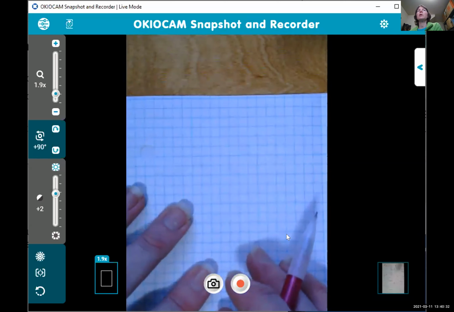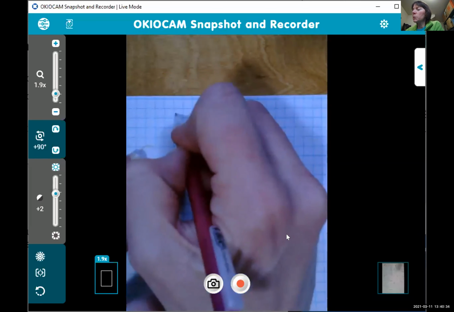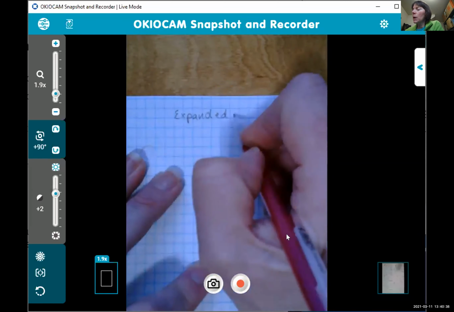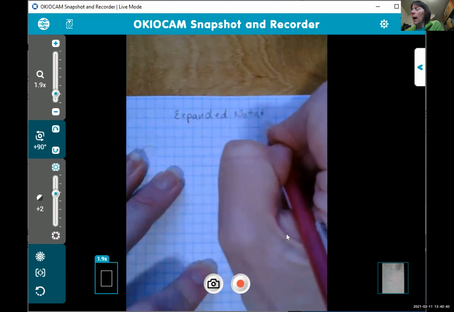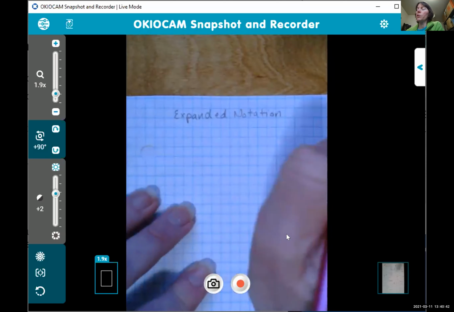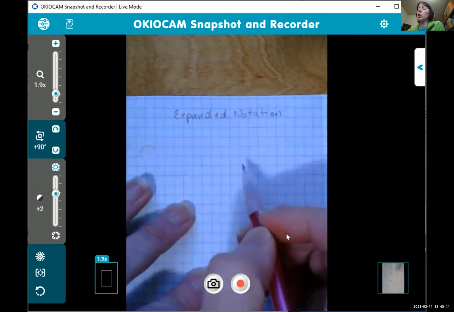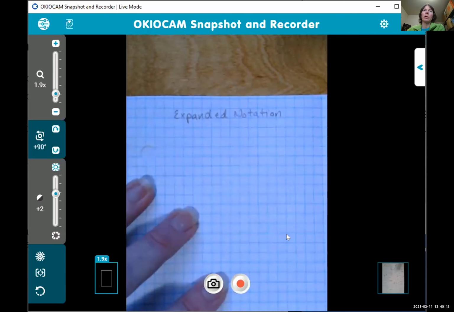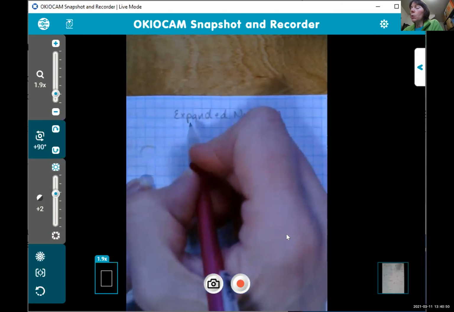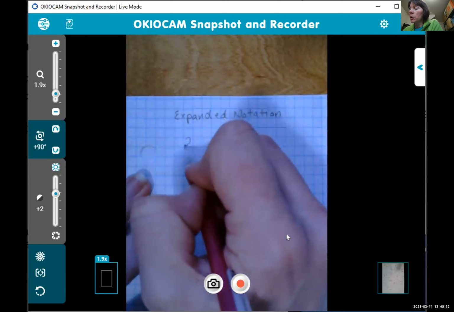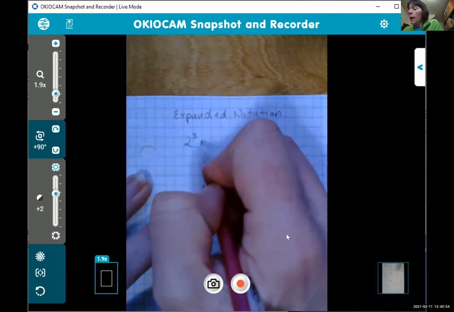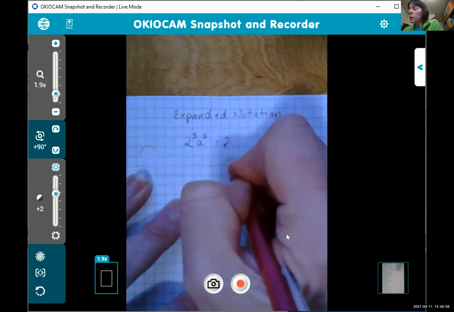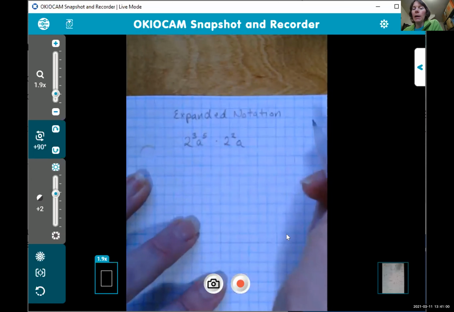And I just want you to start off by writing the words expanded notation, because I want you to remember that that is how we've been starting all of this, and that's the term that we use for what this is. And I'm going to write down that problem we were using. The one we did when we had positive exponents was 2 to the third and then a to the fifth times 2 to the second times a.